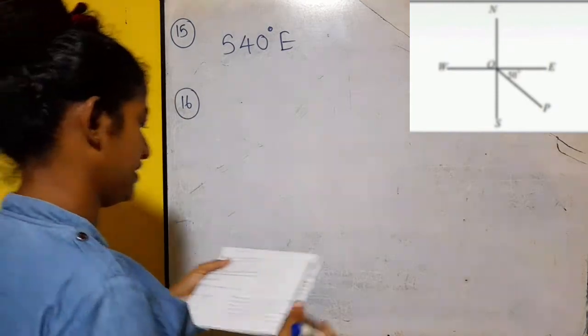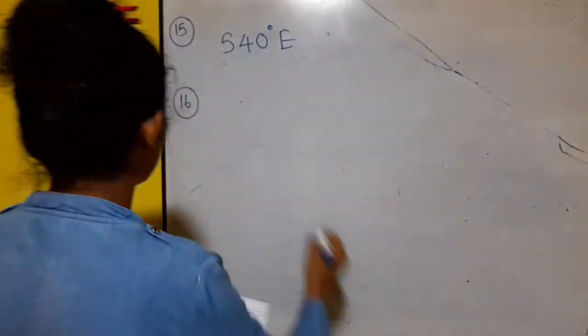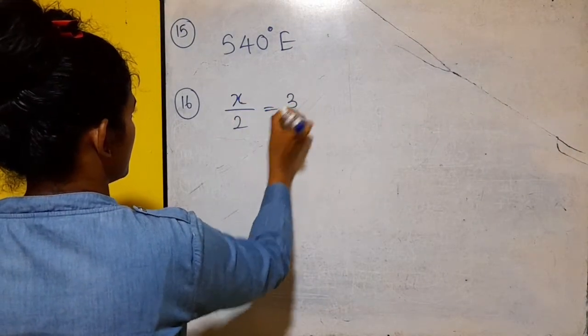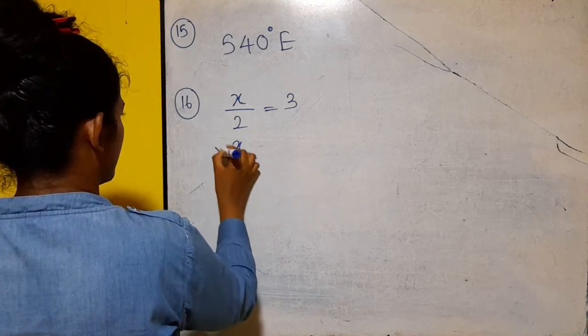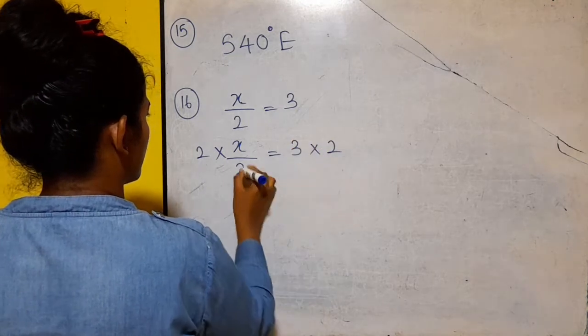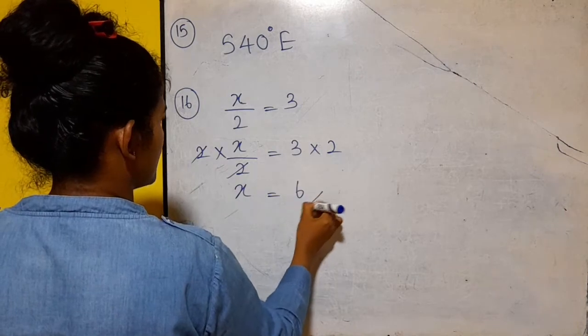Question number 16. You are given this simple equation to solve. x over 2 equals 3. So you can multiply both sides by 2 here. x equals 6. That is the answer.